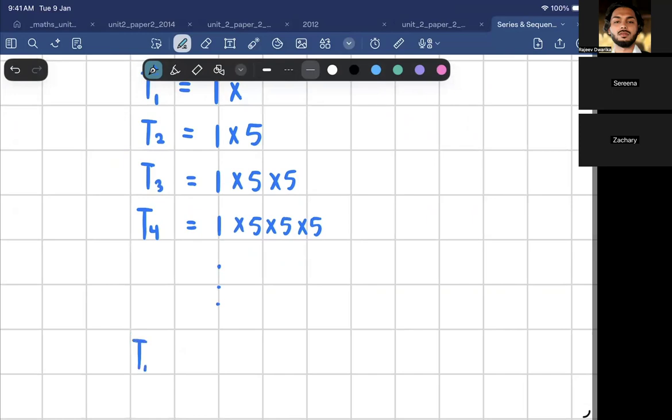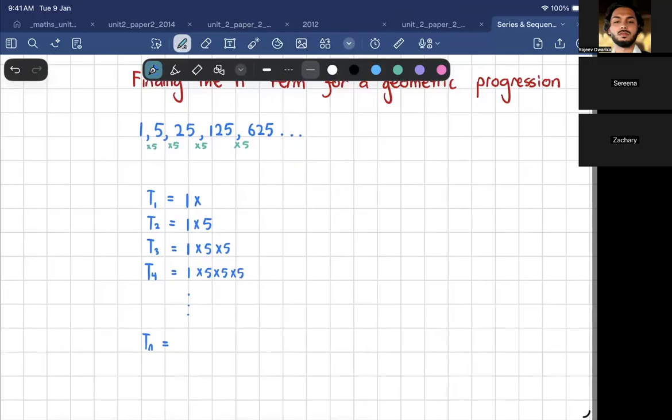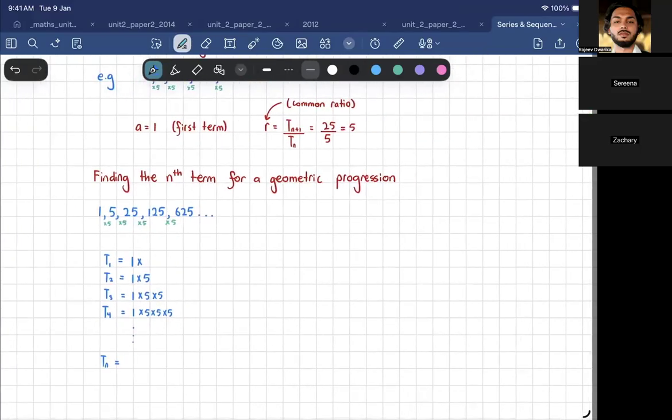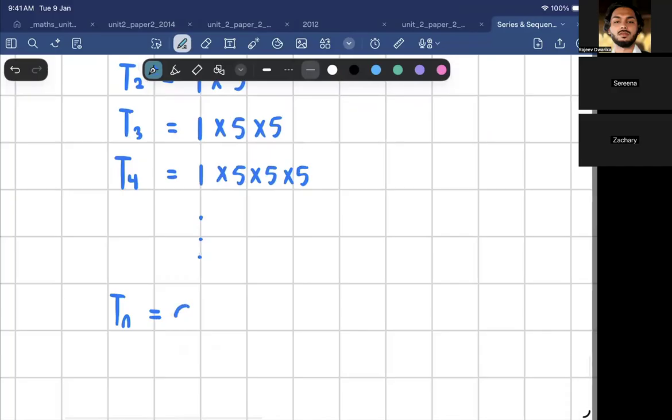And so, long story short, we need to come up with a generalized formula. So T of n. Now you notice that 1 was the what term? The first term. Right. What do we use to represent the first term? A. So we're going to write A.